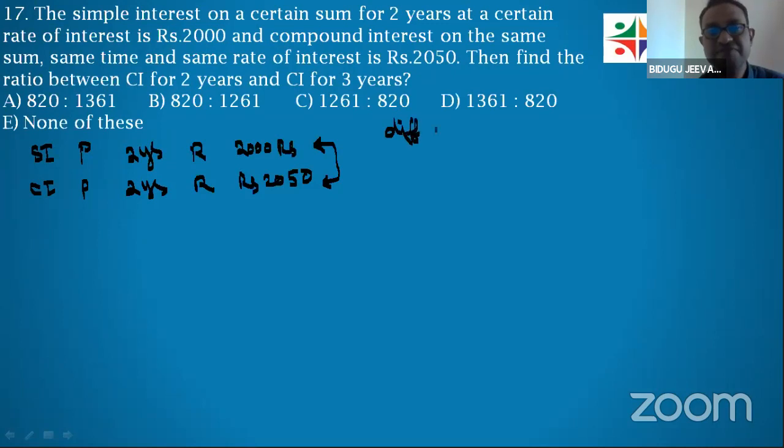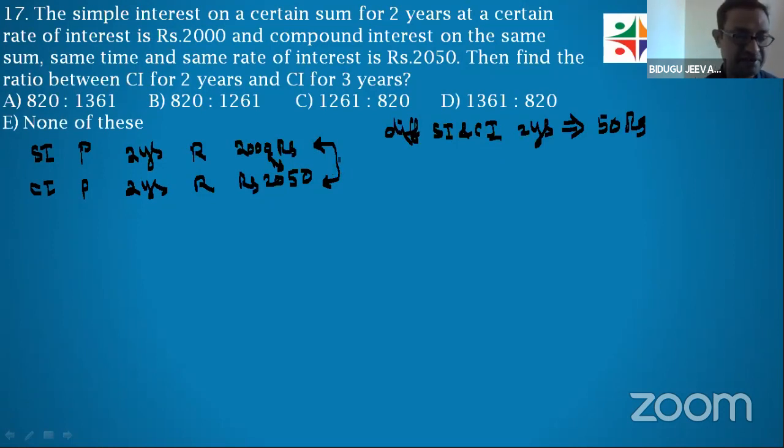The difference between SI and CI for 2 years is given as 50. Right? This is 50, the difference between this year and this year. Is it clear? 50. Follow my point? Yes, all of you? Wonderful.